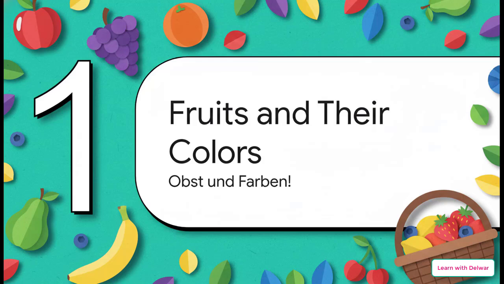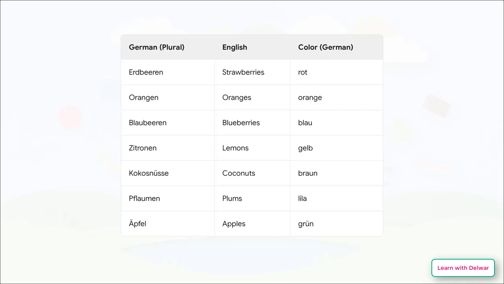Okay, let's get into the fun stuff. Fruits and their colors. It's time to build up our vocabulary with some Obst und Farben. All right, so think of this slide as our roadmap for today. It's got everything we're going to learn. So how about this? I'll say the German words, and you try repeating them right after me. Ready? Let's do it. Erdbeeren, rot. Orangen, orange. Blaubeeren, blau. Zitronen, gelb. Kokosnüsse, braun. Pflaumen, lila. And finally, Äpfel, grün.